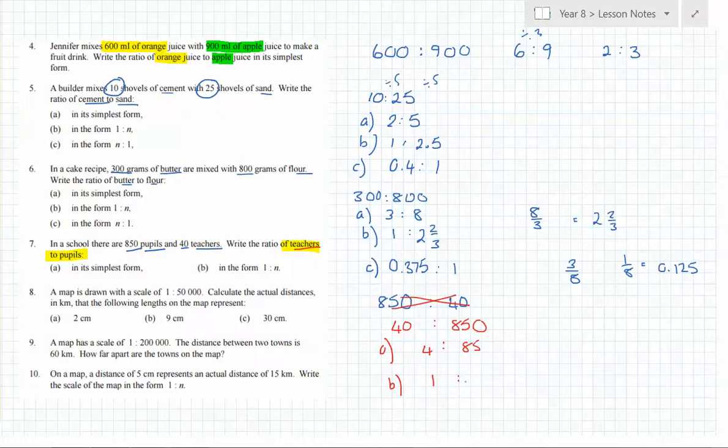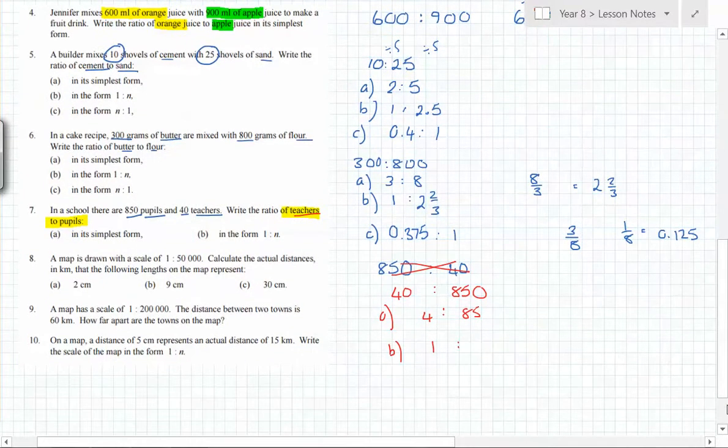So what have we got here? 1 to 85 is actually 1 to what? 21.25. 85 divided by 4, okay, 1 to 21.25. So on a trip, that wouldn't be allowed.